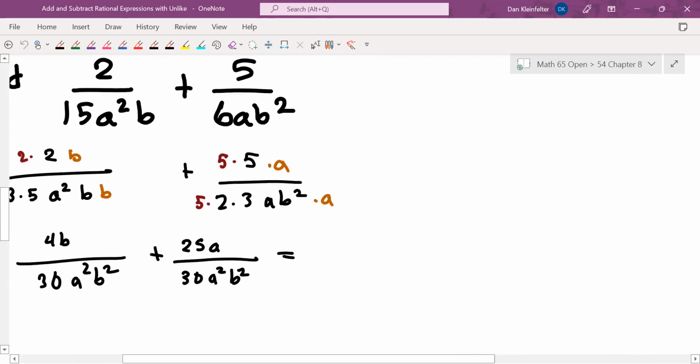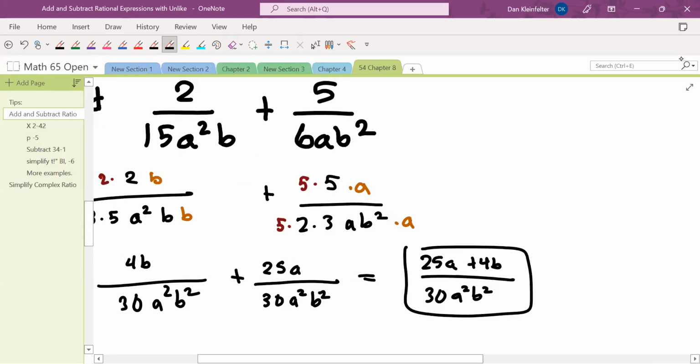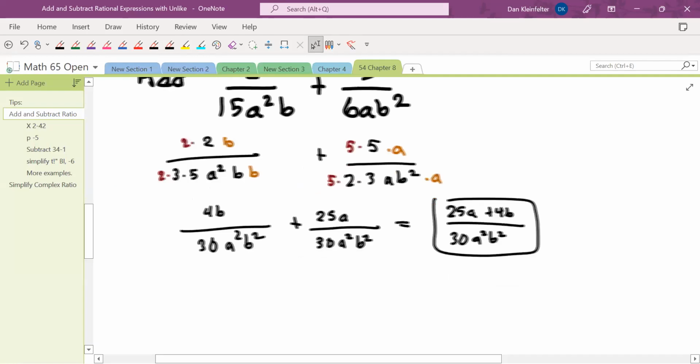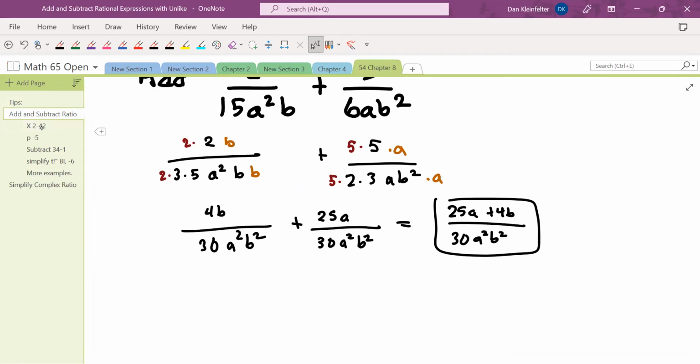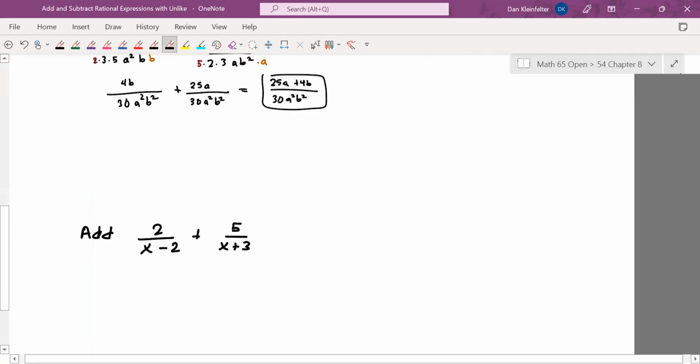So now the denominators match. We can add the numerators. Let me put this in alphabetical order because I like that. So we'll have 25a plus 4b, divided by the 30a squared b squared. Okay, and that will do it. So once again, we've multiplied the top and bottom of each fraction by whatever factor we needed to insert into the denominator. Okay, so let's try that once again.